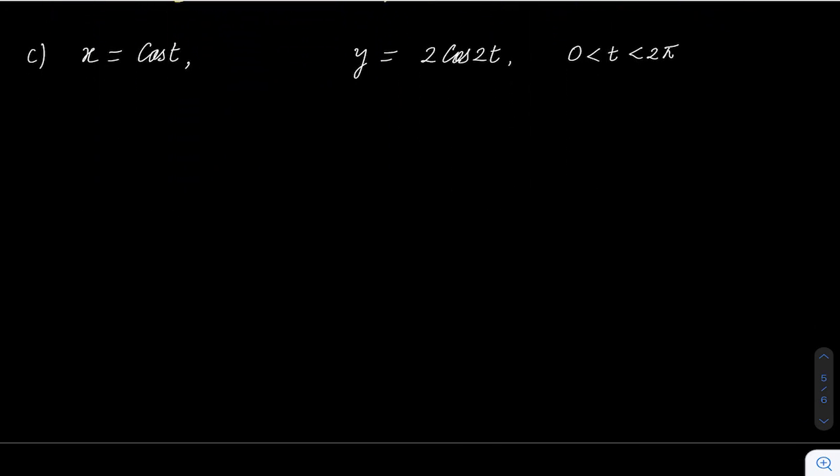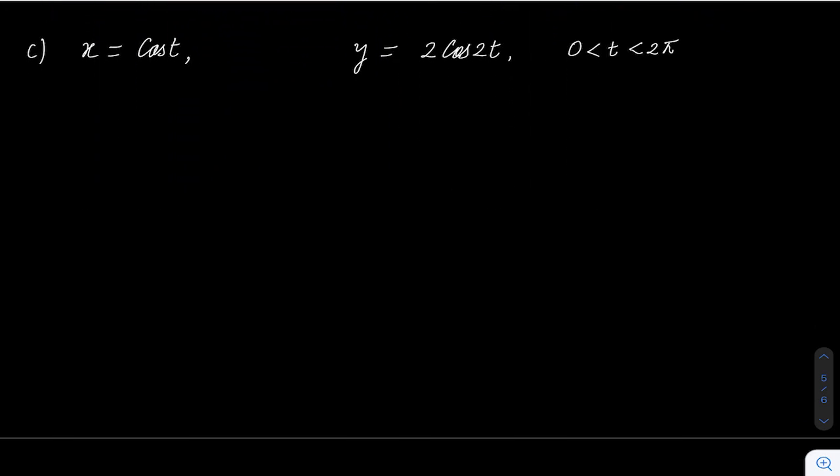Okay. Last question. x is given as cos t and y is given as cos 2t, and t is from 0 to 2 pi. Okay, so this is my parametric equation. Let's just think about it. First is cos t and cos 2t. So is there any relation between cos t and cos 2t? Yes, there is. What's that relation?